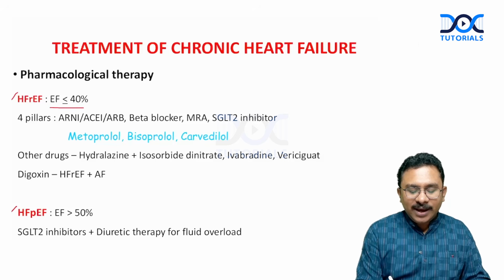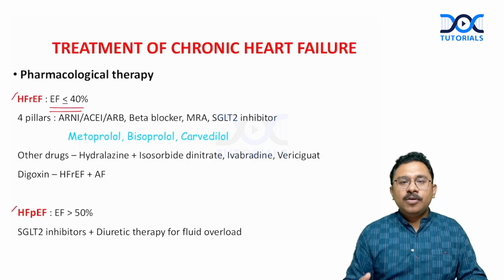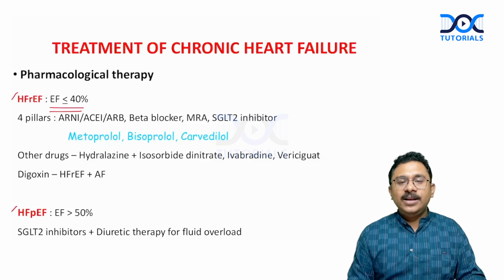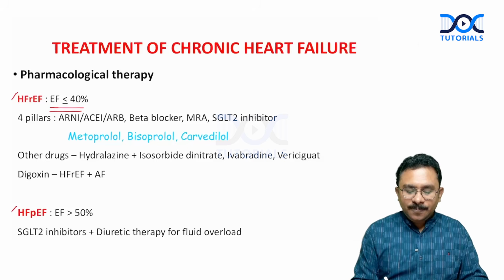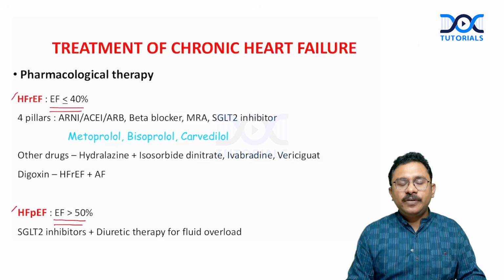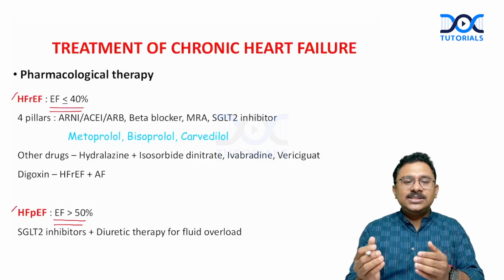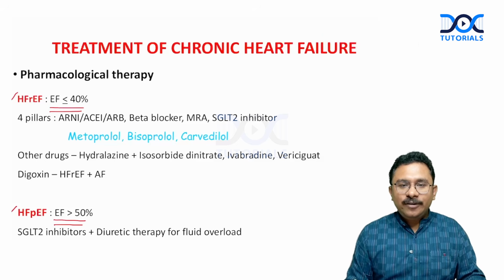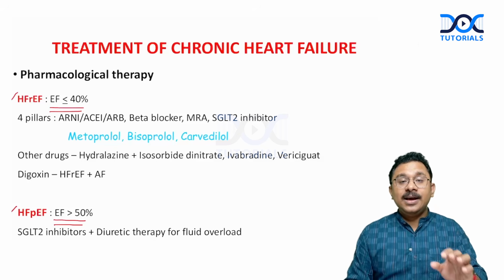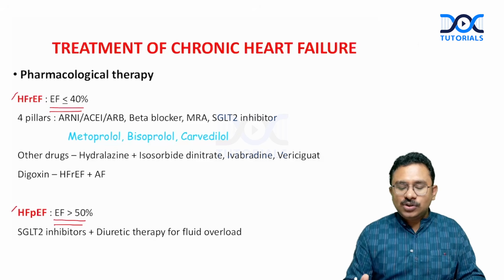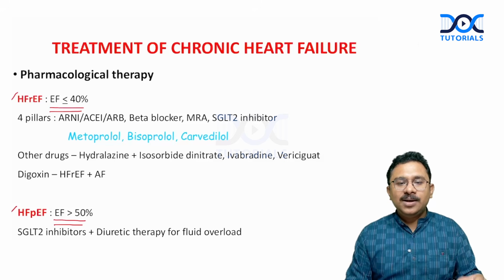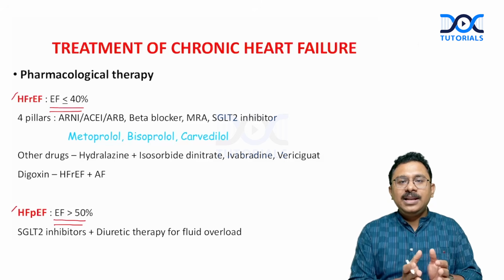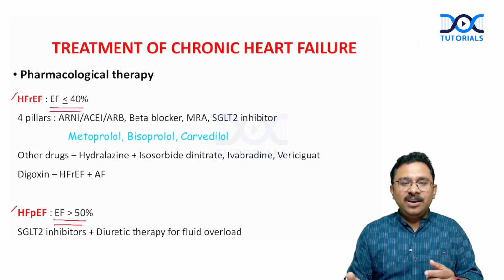When the ejection fraction is less than or equal to 40%, you call it heart failure with reduced ejection fraction. More than 50%, heart failure with preserved ejection fraction. And you can also have heart failure with a mildly reduced ejection fraction in the range of 40 to 50. And in patients with heart failure with reduced ejection fraction, as given in the question, I have always told you that there are four pillars of treatment, which definitely have some mortality benefits as well.